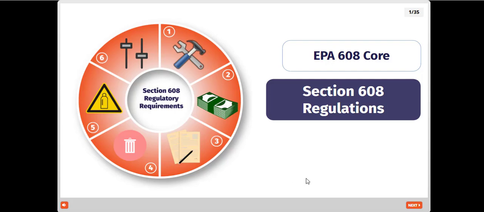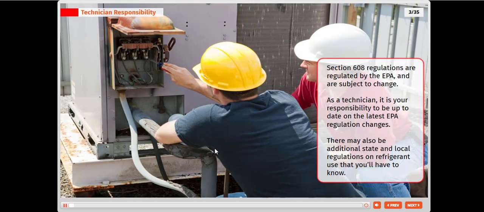Section 608 regulations are regulated by the EPA and are subject to change. As a technician, it is your responsibility to be up to date on the latest EPA regulation changes. There may also be additional state and local regulations on refrigerant use that you'll have to know.